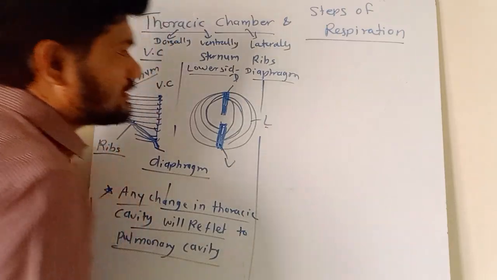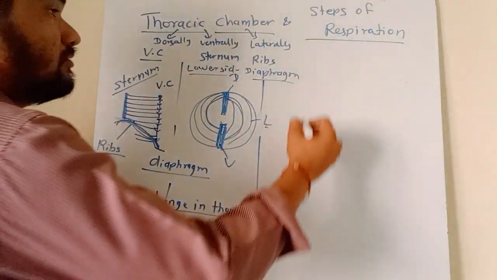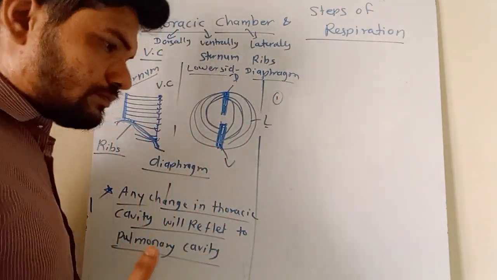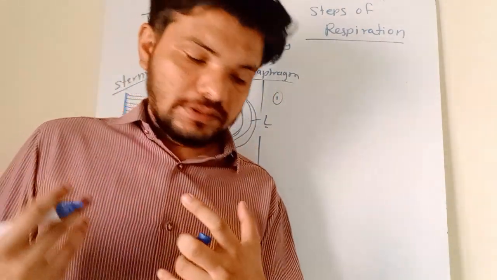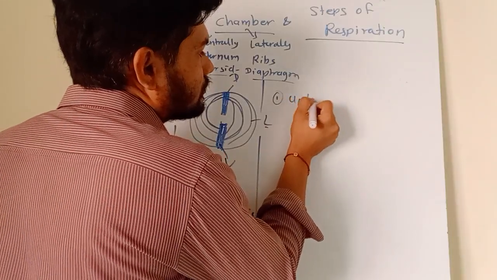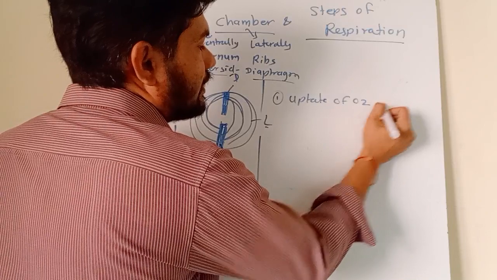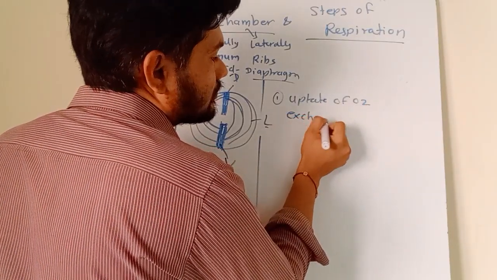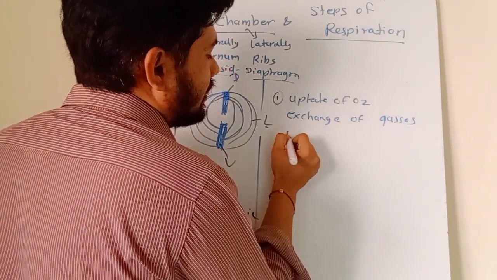Then let's talk about the steps of respiration here. Respiration involves mainly five steps. First of all, you uptake or inspire the oxygen. So, uptake of oxygen, then exchange of gases in alveoli.